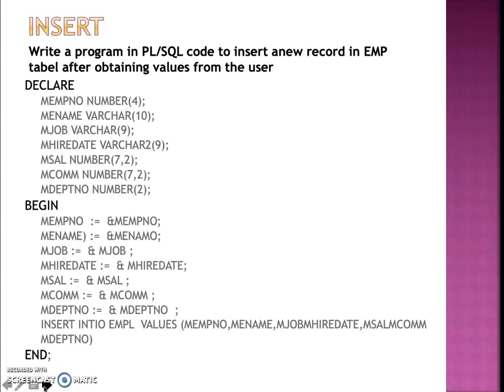The next program is for inserting a new record into the EMP table. Here we have all the variables which we have created. Now these variables will get the values from ampersand, where the user will input values during runtime, and all the values collected will be inserted into the EMP table using the insert into statement.